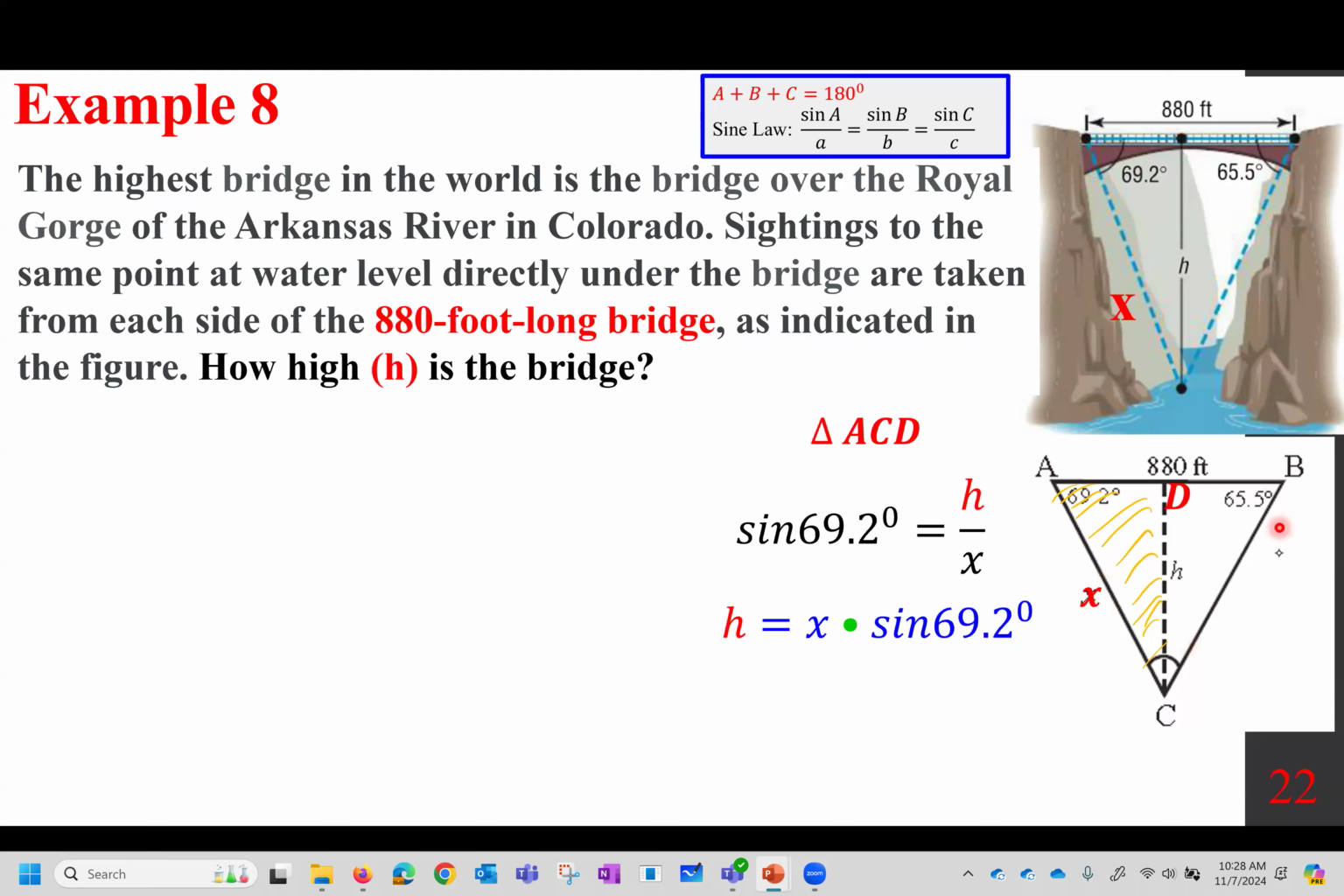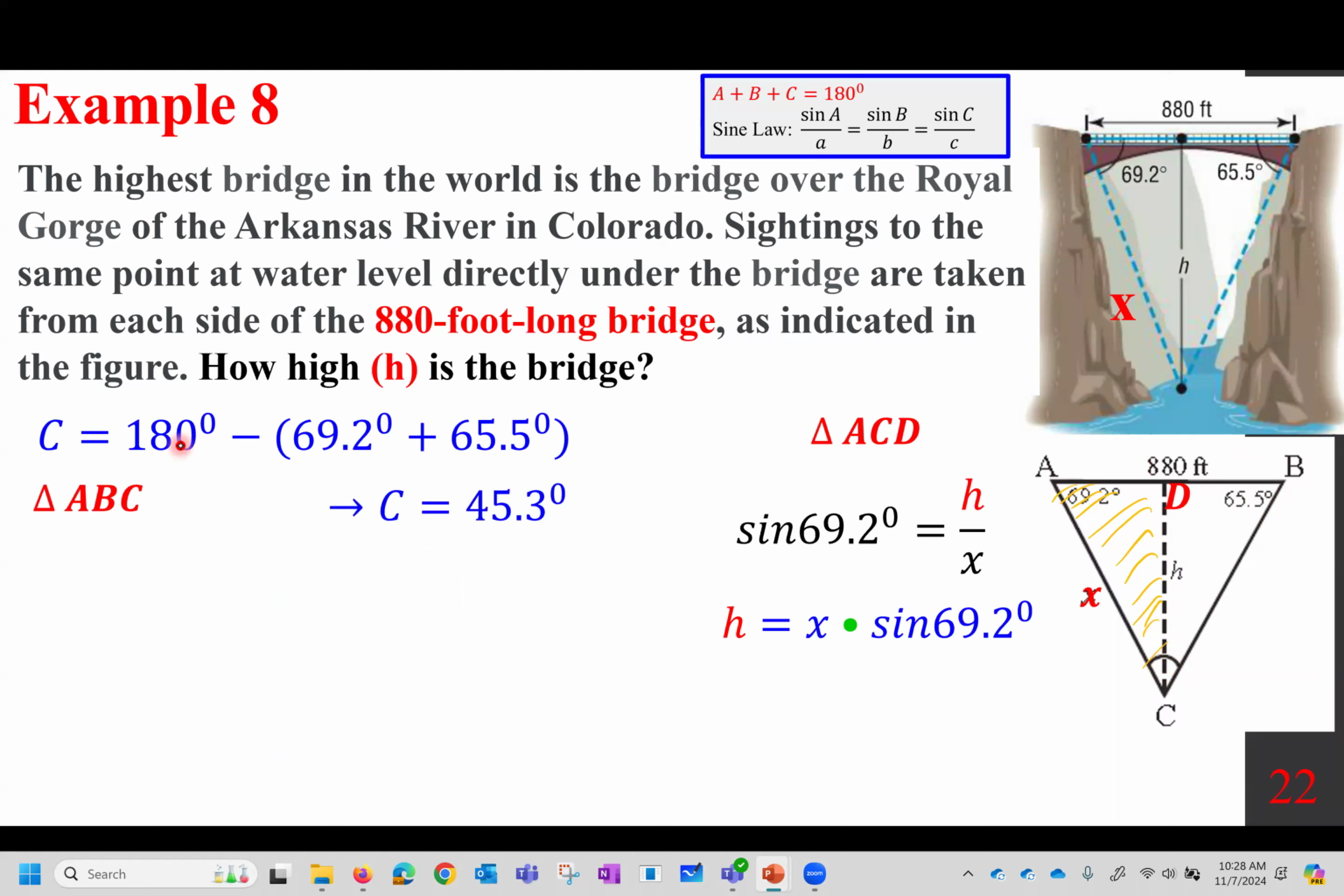Now let's go to the big one, ABC. This is 65.5. This is 69.2. So what is this one? Add them up, subtract from 180. So we get the last angle C is the sum of these two numbers subtracted from 180, resulting in 45.3 degrees. And now we go with the sine law.